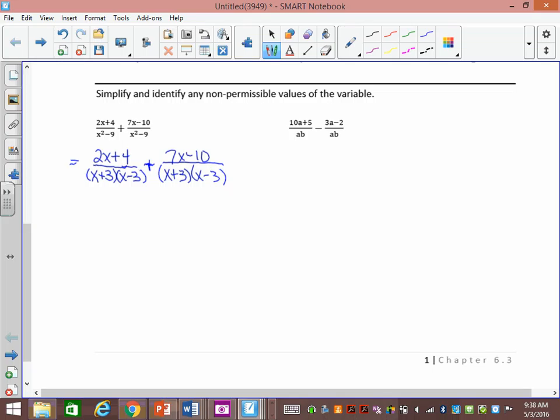So now because we have our denominators, we can state our non-permissible values. X can't equal plus or minus 3. If you're someone who's still finding non-permissible values hard, please come in. Now, we're not solving for x or anything. We don't have something equaling something. There's no equal sign in here. There's only an equal sign between this expression and this expression, saying that this expression is equal to this one.